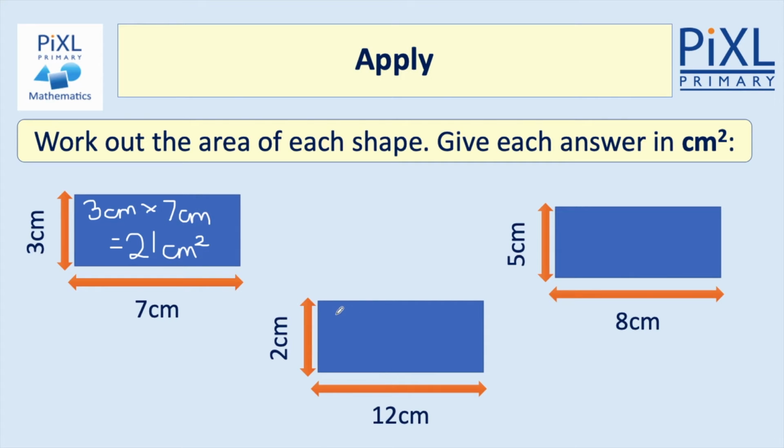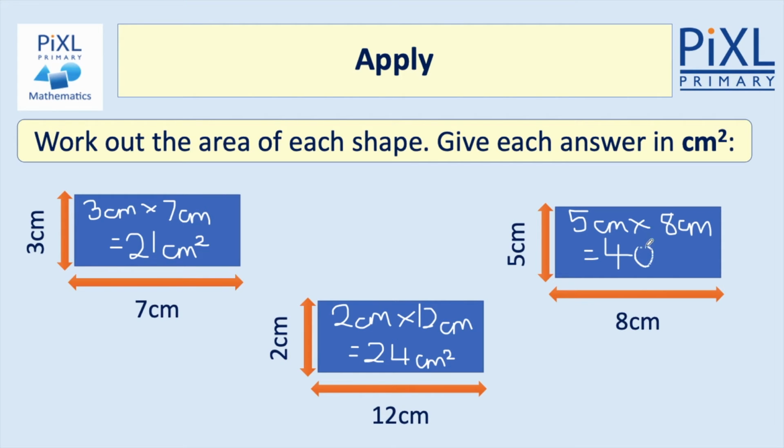The next one is 2 centimetres multiplied by 12 centimetres, and that equals 24 square centimetres. And the last one is 5 centimetres multiplied by 8 centimetres, which equals 40 square centimetres. Well done if you got all of those correct.